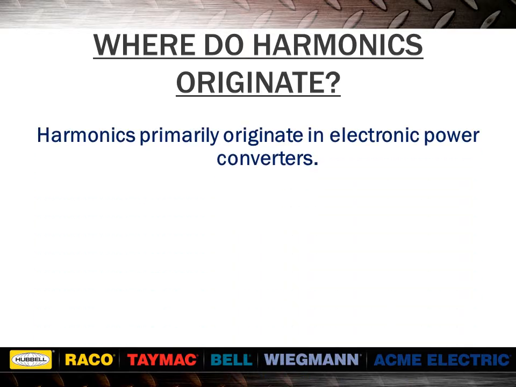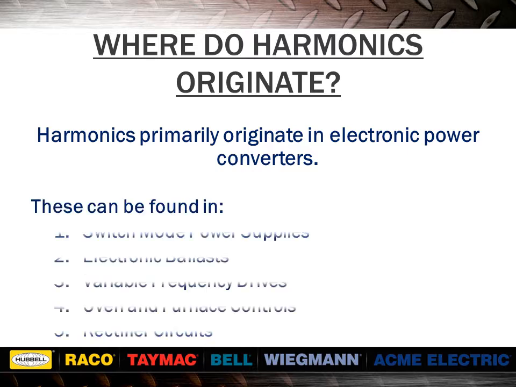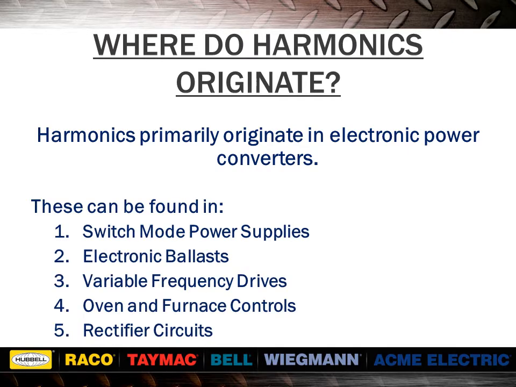Harmonics primarily originate in electronic power converters. These can be found in switch mode power supplies, electronic ballasts, variable frequency drives, oven and furnace controls, and rectifier circuits. Harmonics originate anytime current is being drawn in short, rapid pulses rather than in a smooth, continuous manner.